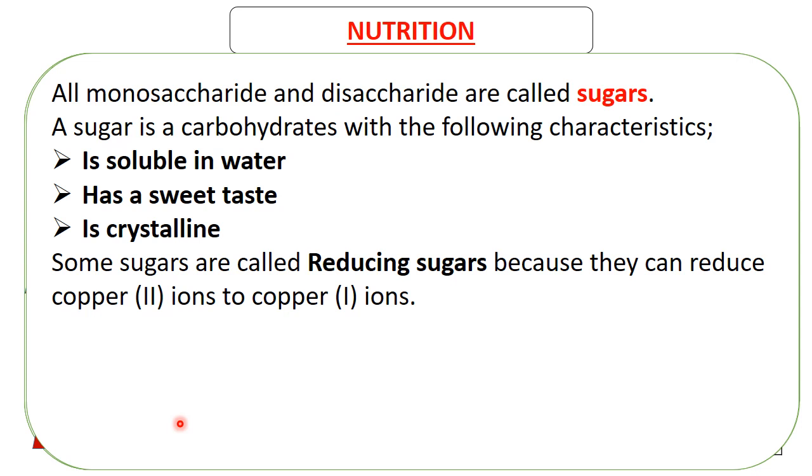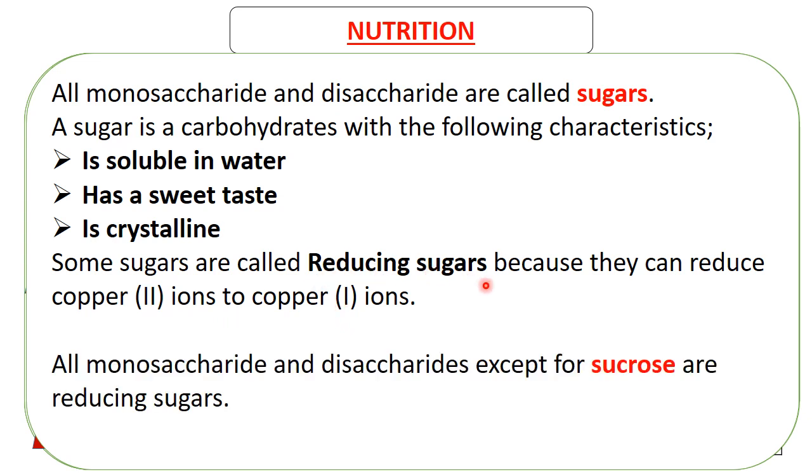Some sugars are called reducing sugars because they can reduce copper 2 ions to copper 1 ions. So there's something called copper 2 ions. When you mix it with sugar, it's going to be changed to copper 1 ion. The process is called reduction. So such sugars are called reducing sugars. All monosaccharides and disaccharides, except for sucrose, are reducing sugars. So the only sugar that is not a reducing sugar is sucrose. The rest are reducing sugars.